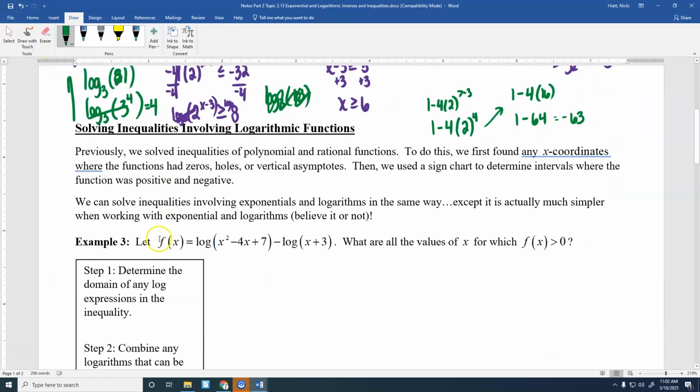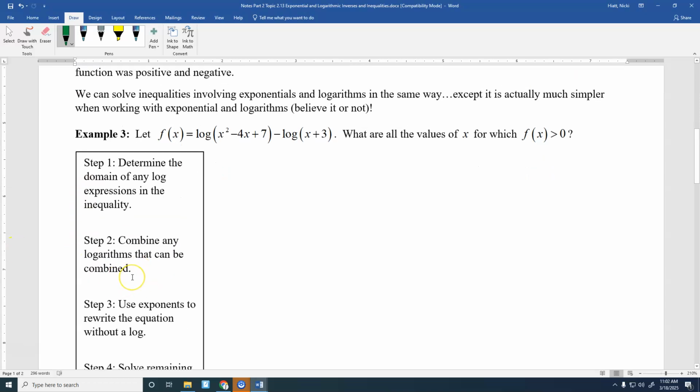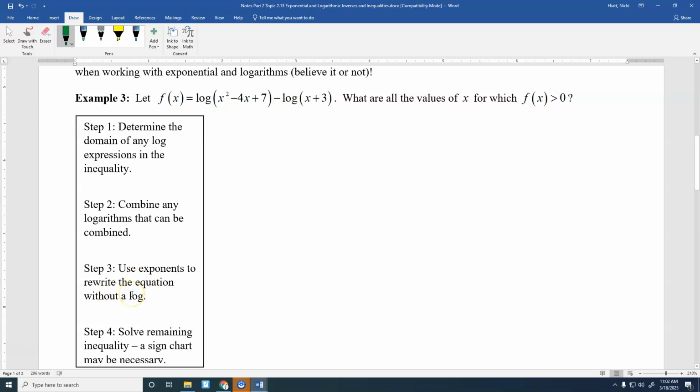Okay, so next we're going to look at logarithmic inequalities. We can solve log inequalities involving exponentials and logarithms in the same way, except it's much simpler. We're working with exponential and logarithmic equations, believe it or not. The first thing you're going to do is determine the domain of any log expressions in the inequality. Then you will combine logarithms that can be combined. You're going to use exponents to rewrite it and solve the remaining inequality. A sign chart may be necessary.